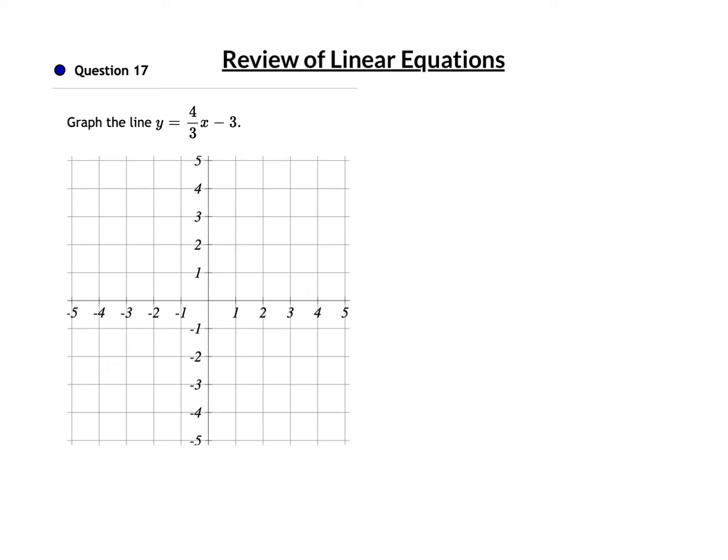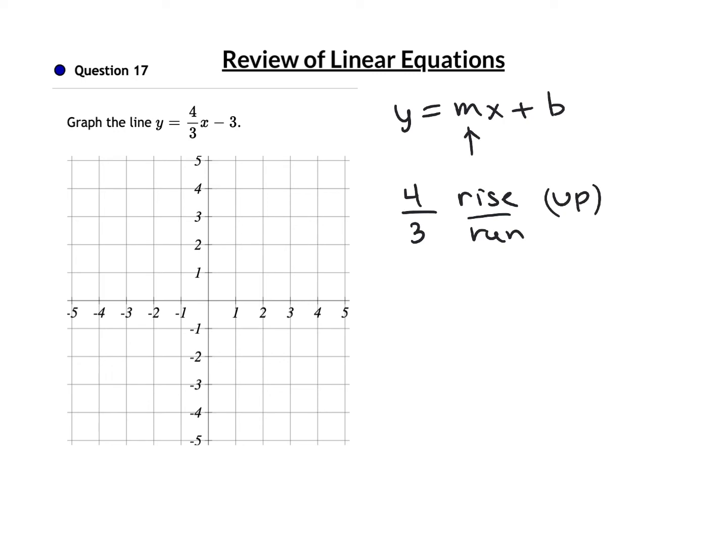Question 17. Remember that y equals mx plus b when y is by itself. The slope sits in front of the x. In this case, it's 4 over 3. This is the rise, and this is the run. If the rise is positive, we'll go up. If the rise is negative, we'll go down. If the run is positive, we'll go right. Think of the x-axis. If the run is negative, we'll go left.